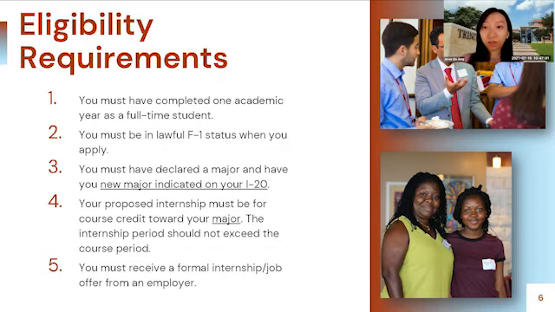And the fifth requirement is you must receive a formal internship offer from an employer. So it cannot be reversed. It cannot be like you apply for the CPT before you receive the job offer. You must receive a job offer before applying for CPT.